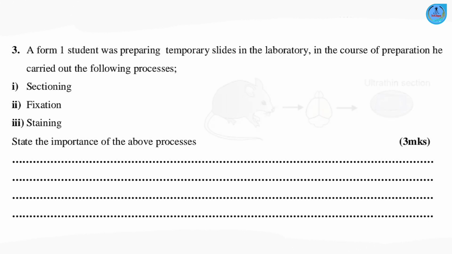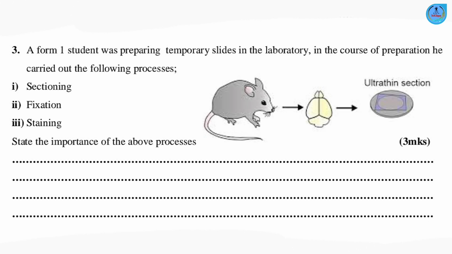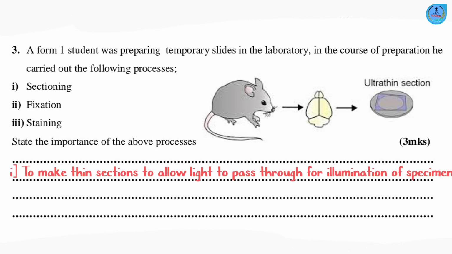When it comes to sectioning, this, in simple terms, refers to the process whereby thin slices of a specimen are cut so as to be viewed under a microscope. Now, the reason why the sections have to be thin is so as to allow light to pass through. Remember, in a high school lab, we use the light microscope, which depends on light for illumination of the specimen.